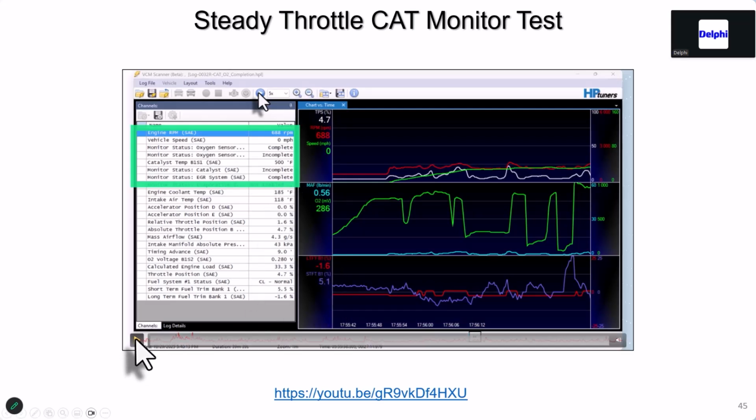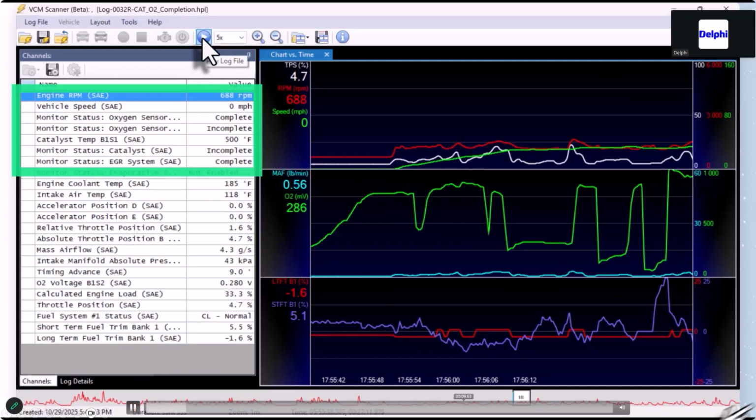Here's a quick one on the CAT monitor. This is HP Tuner. I love the tool. It allows me to combine the readiness status with the PID, so I can put my enable criteria up here and I can see exactly what triggered it. So let's watch this one real quick. It's going to be a pop-up over here. It's going to say the CAT complete.